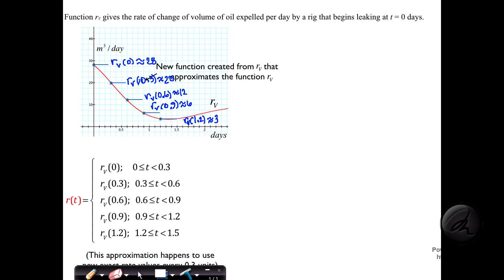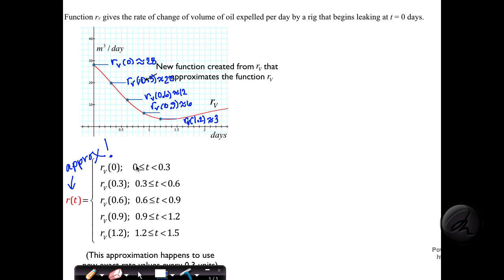I'm going to call this function R, just plain R, no subscript. So this plain R here is representing the approximate rate function, because we're using one single value of the actual rate function at a time. So we use one single value more than just at time 0. We use it all the way up to time 0.3. Well, almost up to time 0.3. At time 0.3, we pick a new value that was about 20, and we use that for a little while.